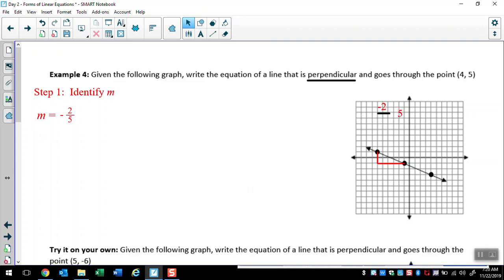So remember, we have to switch and flip. So instead of being a -2, it becomes +2 as we switch and flip. So now it becomes +5 over 2 instead of -2 over 5. This is the slope that we're going to use for the remainder of our process.